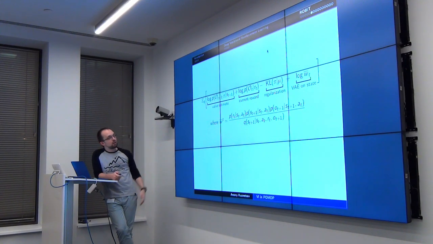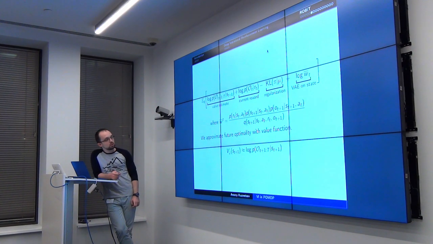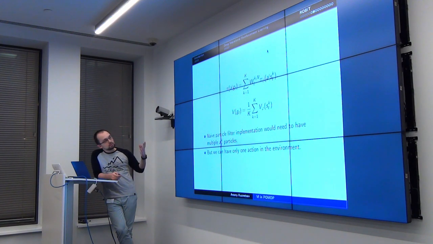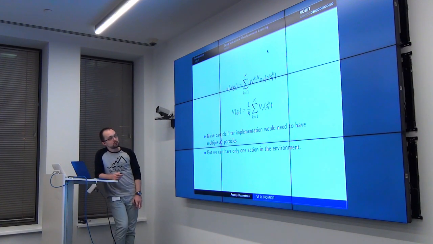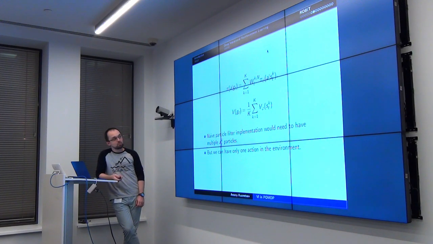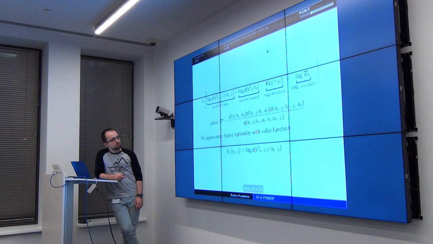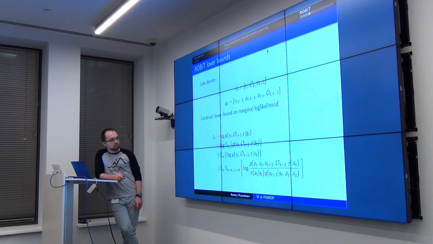So for one particle, our lower bound has these four parts that give us some intuition. We approximate future optimality with this value function, and let's just add more particles here. We take pi in the form of a mixture of particles from the posterior, and the value function is the average over particles from our proposal, because our S_{t+1} is generated from Q.